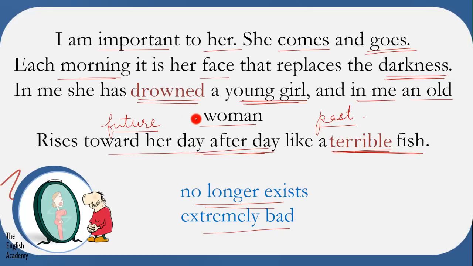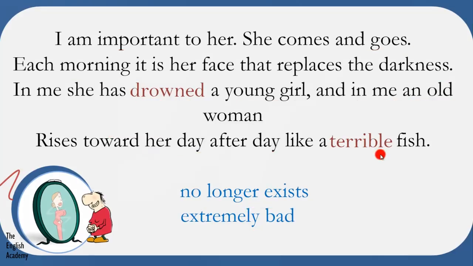So in this stanza, the mirror says that the mirror is very important to a woman. She often looks at herself in the mirror. In fact, every morning the first image that is formed on the mirror's surface is the woman's face. And then the mirror says that the woman's past appearance of a young, pretty girl does not exist any longer, but it is still saved in the mirror. It has drowned away in the mirror only. And her future appearance of an old, ugly woman is getting closer to her with each passing day, and like a terrible fish, one day it will pop out of the mirror. One day when the woman looks at herself in the mirror, she will see this ugly appearance of hers in the mirror only. With this, the poem comes to an end.